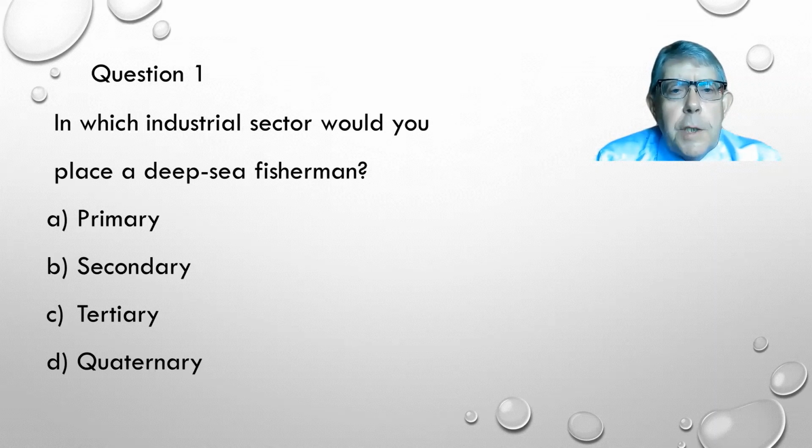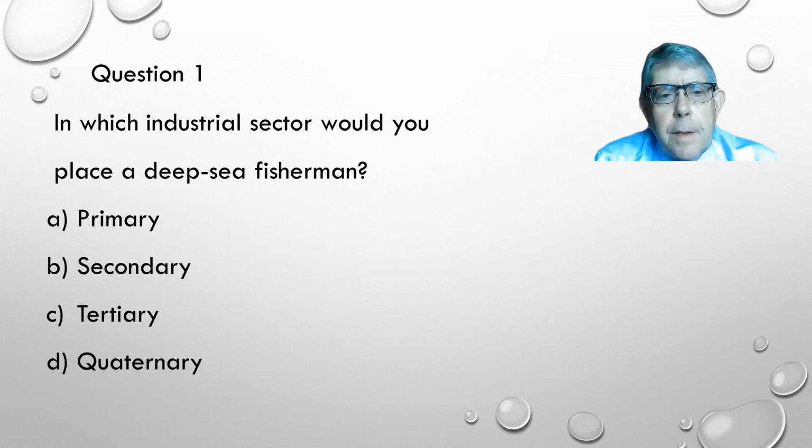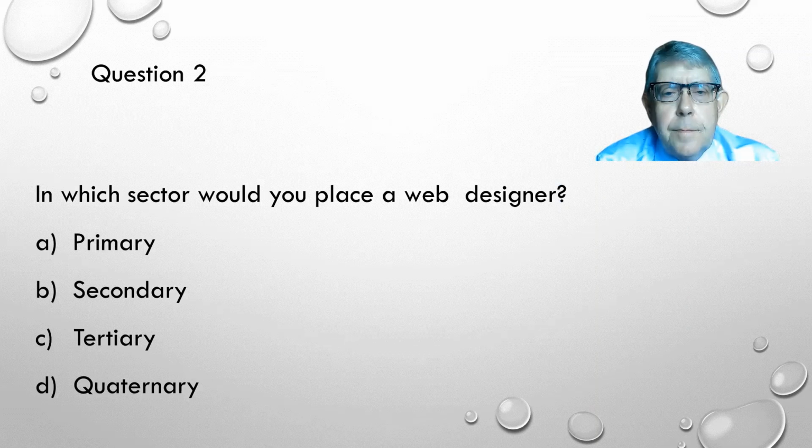Question 1. In which industrial sector would you place a deep sea fisherman? A, primary. B, secondary. C, tertiary. D, quaternary. Question 2. In which sector would you place a weather designer? A, primary. B, secondary. C, tertiary. Or D, quaternary.